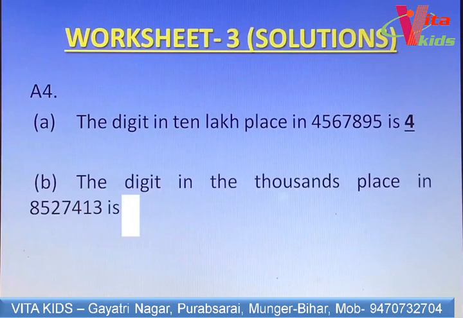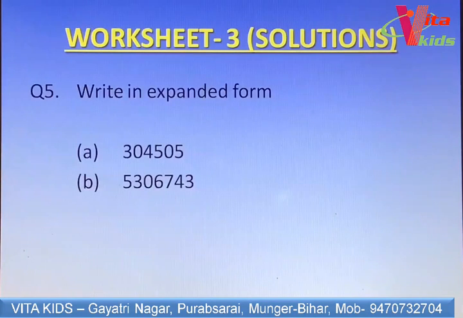The next one, the digit in the thousands place. Now here ones place 3, tens place 1, hundreds place 4 and thousands place 7. So we will write 7 here. Question 5. Write in expanded form.